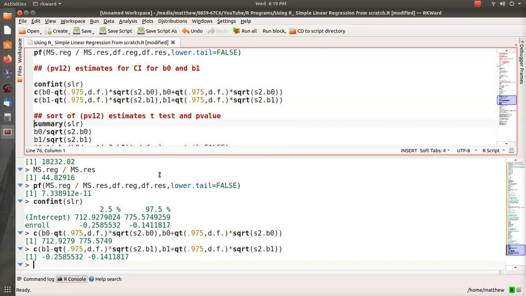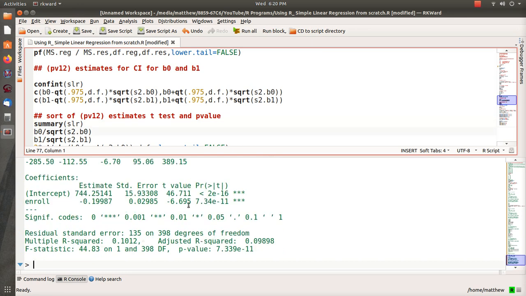Now here are estimates for the t-test and the p-value. So in the summary, we get estimates of standard error and these t-values, which is essentially the estimate divided by the standard error, and that's what we get. And then this is the area in the tail.